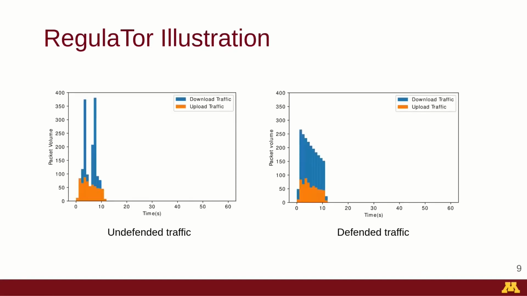And then here's an illustration of the regulator defense. So you can see in the undefended traffic, there are a couple of large surges of download traffic that occurred around 3 and 7 seconds in, though in this case upload traffic is fairly constant. And then the defended traffic sends a fair amount of traffic early, but then when these surges come in, it delays some of those packets to form this curved pattern.